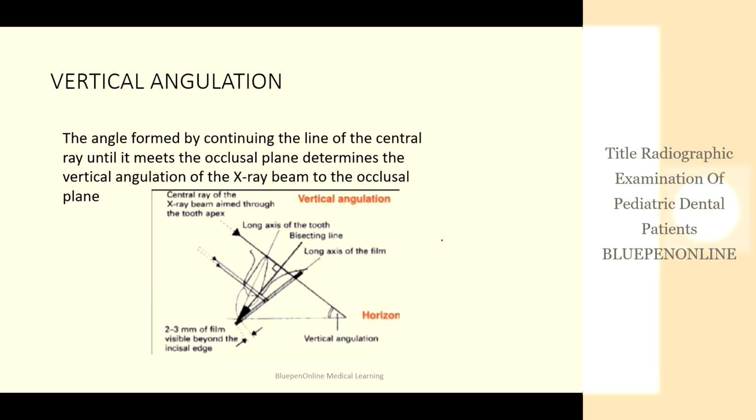Now what is vertical angulation? It is the angle formed by continuing the line of the central ray until it meets the occlusal plane, which determines the vertical angulation of the X-ray beam to the occlusal plane. So it mainly depends upon how we locate the PID. In case of the maxilla, the vertical angulation will be positive, that is the PID will be positioned above, whereas in case of the mandible it will be positioned below.